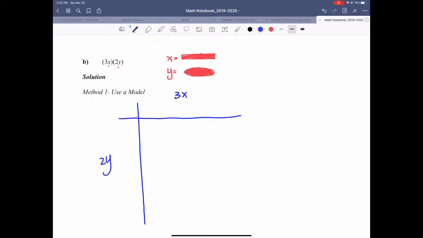2y times 3x equals 3x times 2y. So order doesn't matter in multiplication. Okay, so for 3x, I basically want this, this, and this. Am I done? Am I wrong? Yes, I'm wrong. I have to fill this because it's a positive 3x.